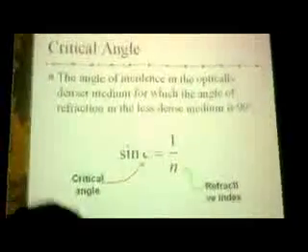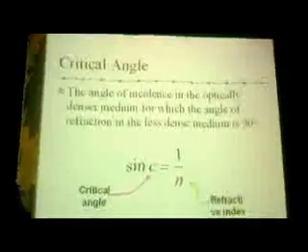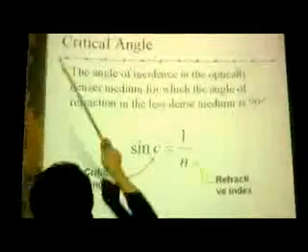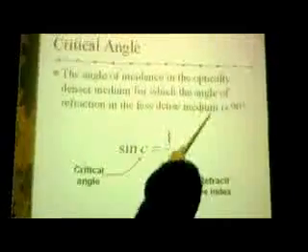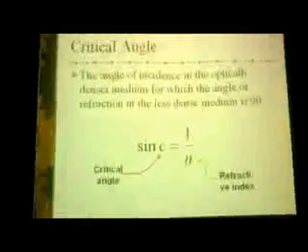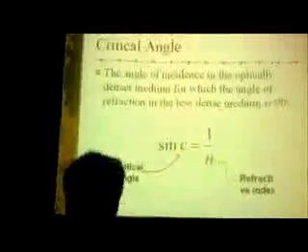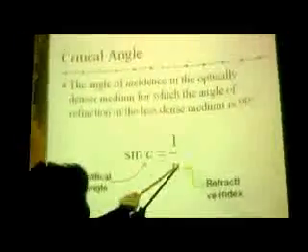Sorry. To continue. Critical angle. The angle of incidence in the optically denser medium for which the angle of refraction in the less dense medium is 90 degrees. Sine C equals 1 over n. This is the critical angle, and this is the refractive index.